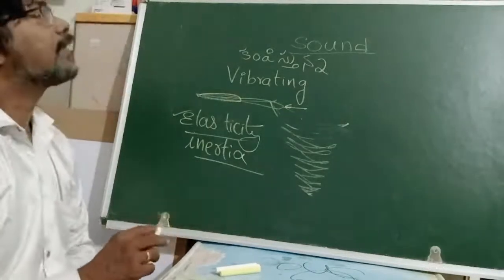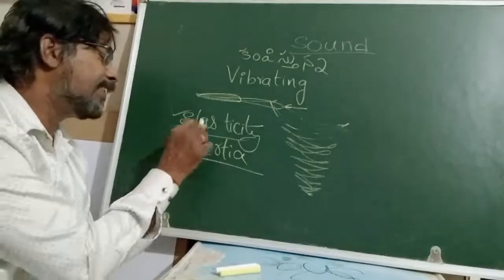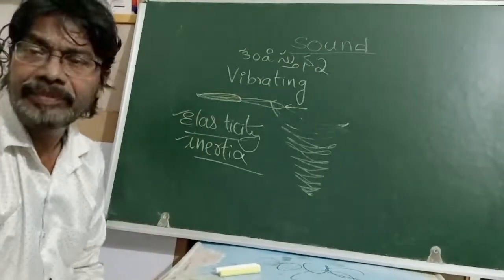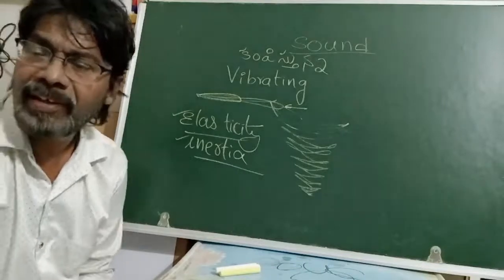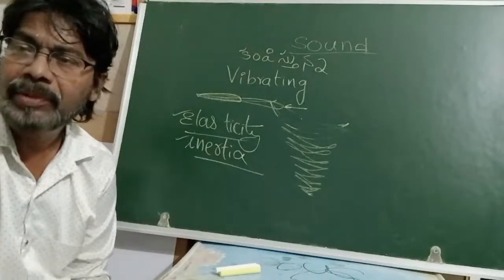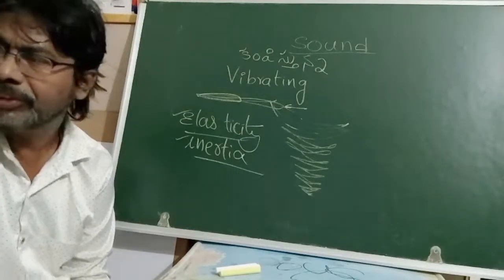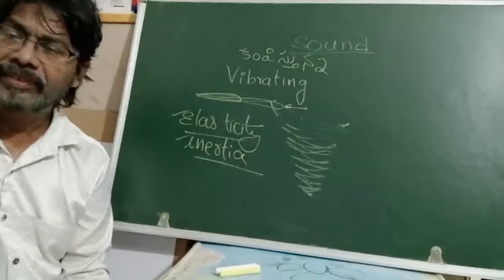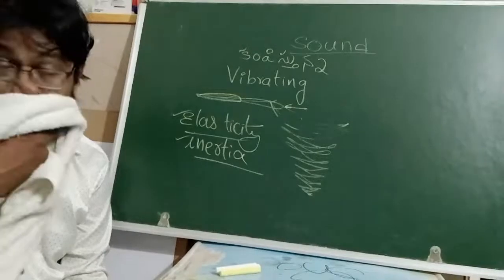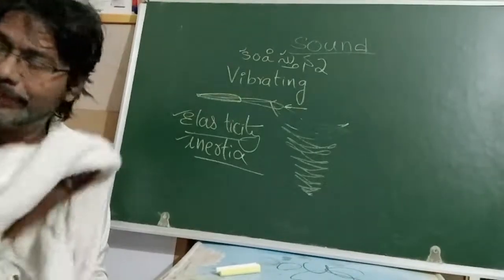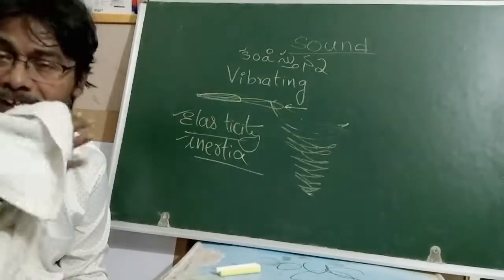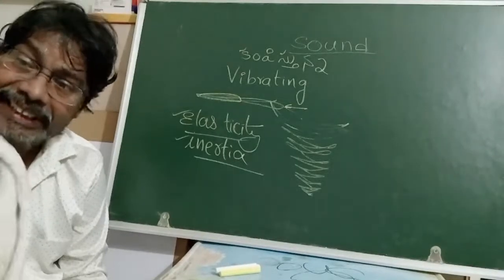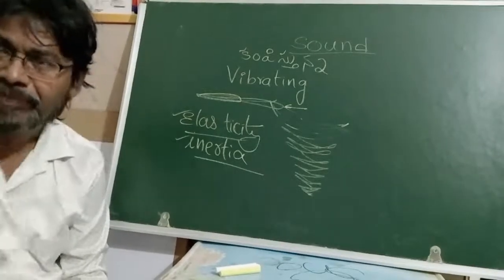Now another was inertia. What is inertia? So it is the property of any object unable to change its position without using any external force. ఏ బాహ్యబలం లేకుండా వస్తువు తన స్థితిని మార్చుకోలేని ధర్మాన్ని ఎనర్షియా అంటాం.